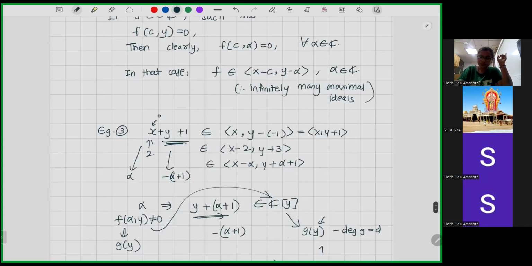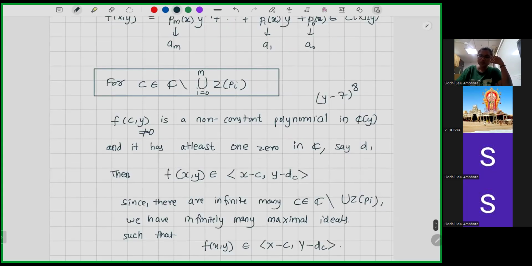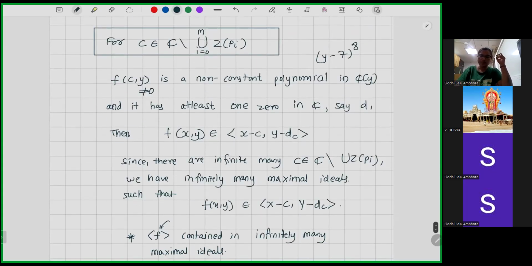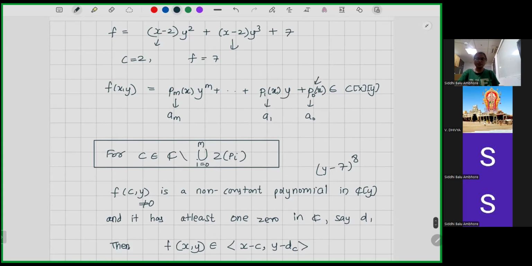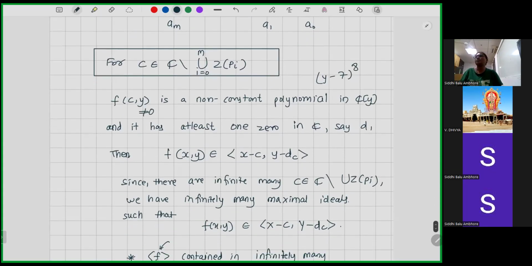Okay, this is algebraically closed, integrally closed, whatever it is. Because to have these zeros here, we use the fact that we are in C. Otherwise, this polynomial f(c, y) need not have any zero, if it's not an algebraically closed field. Okay, so that was one thing.